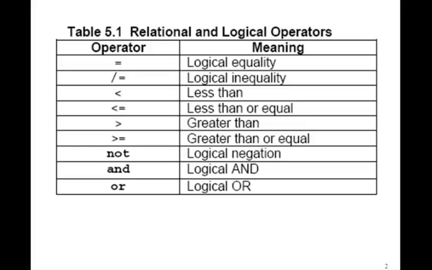Here are the relational operators and logical operators in VHDL. Equal is a logical equality. Slash equal is logical inequality, not equal. Less than is less than. Less than or equal is written this way. Greater than or equal. And then not, and, or are the logical negation, logical and, and logical or.